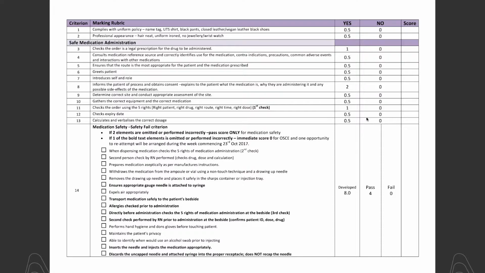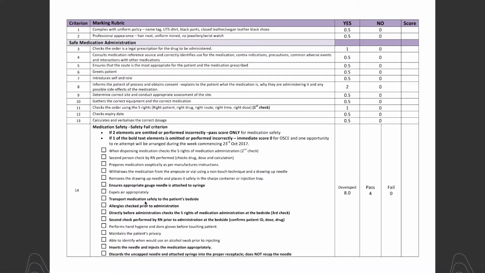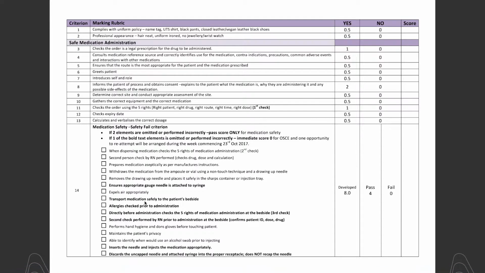The areas in bold are such: ensures the appropriate gauge needle is attached to the syringe. So it's really important that before you inject your patient, you have the correct needle on the syringe. It's about making sure that you transport your medication safely to the patient's bedside. So you use your injection trays or kidney dishes. You do not walk around with a needle to the bedside.